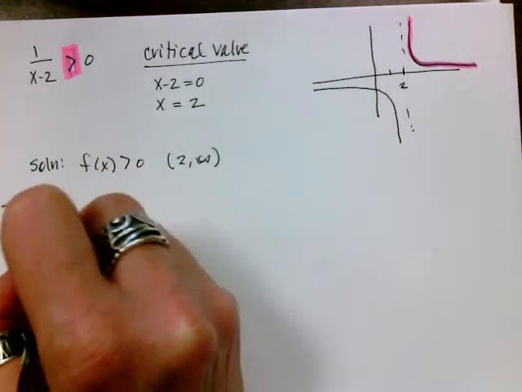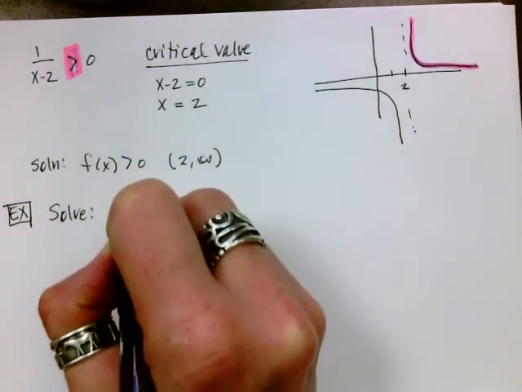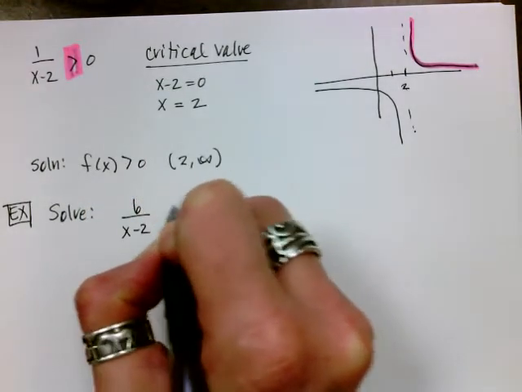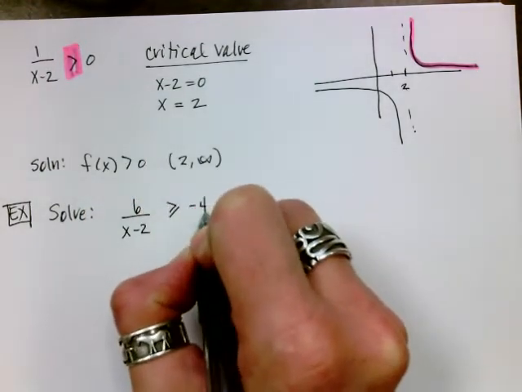Alrighty, so now let's do another example. I'm going to again say solve, and this one's going to be 6 over x minus 2 is greater than or equal to negative 4.